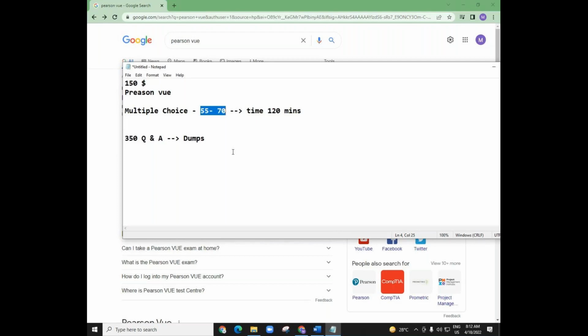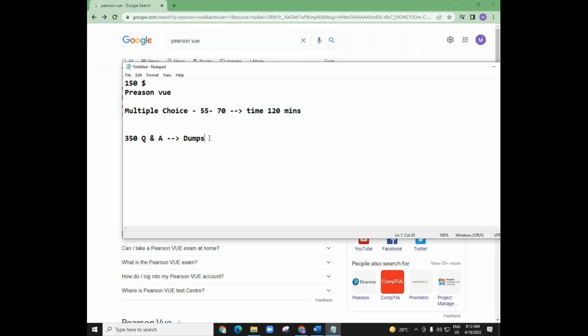So first of all, you should read the scenario, understand the scenario, then go through the options and select the best option that is suitable for that scenario. So maybe one question can take 20 minutes for you, maybe 10 minutes, or maybe one question can take 30 minutes. So without dumps, it is not possible to attempt all the 55 to 60 questions within 120 minutes.